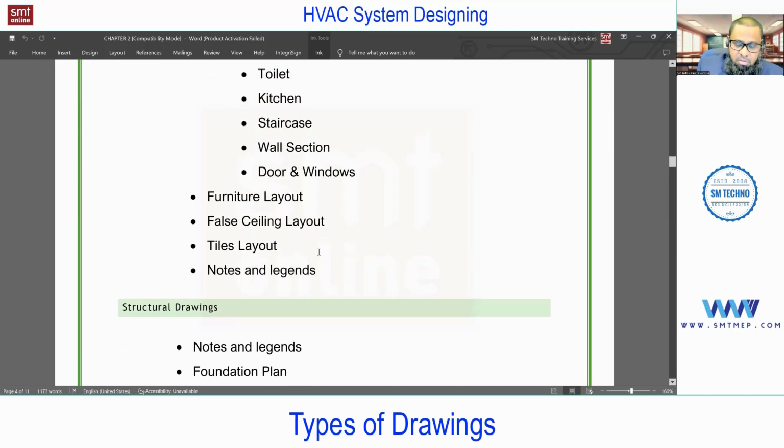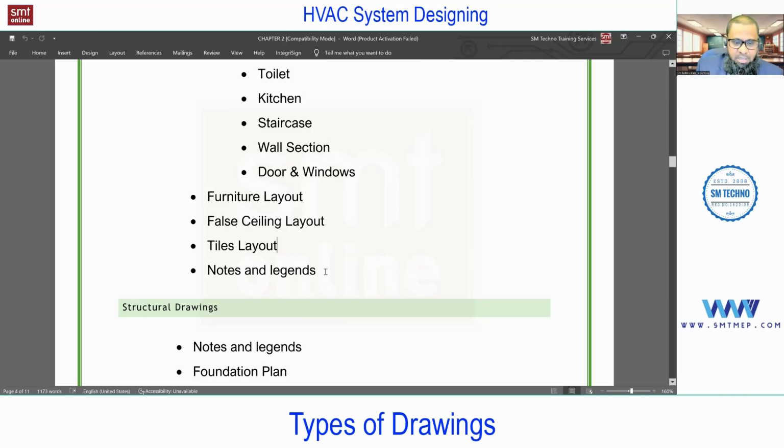Next, false ceiling layout. We require it not only for mechanical and HVAC, but for other services too. In that layout, you may find a step false ceiling, a plain false ceiling, or a grid false ceiling. Accordingly, we can place the AC terminals. I'm not talking about the ceiling slab; I'm talking about the false ceiling. I believe everyone knows what a false ceiling is, because nowadays it's common, even in small flats. But if anyone doesn't know, we will discuss the different types of false ceiling at the time of dealing with the design. Next, tiles layout for the flooring.